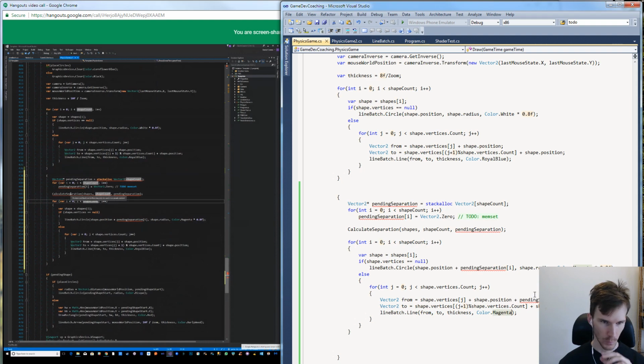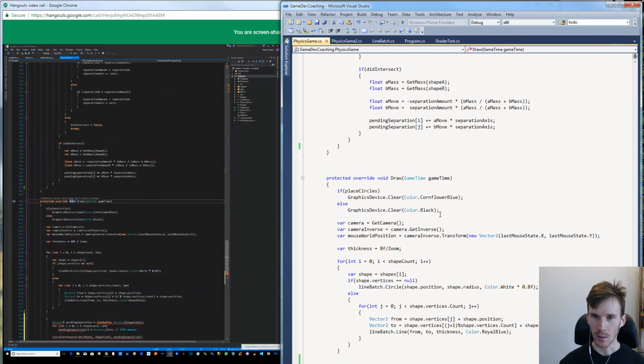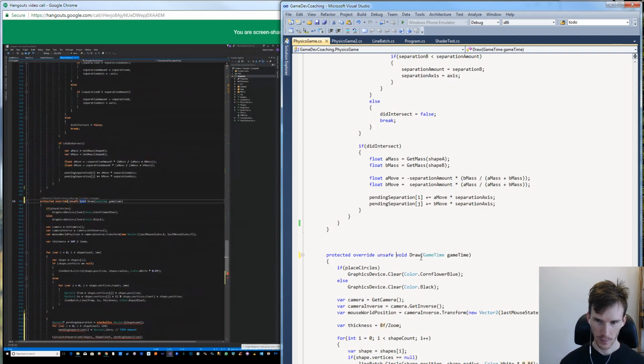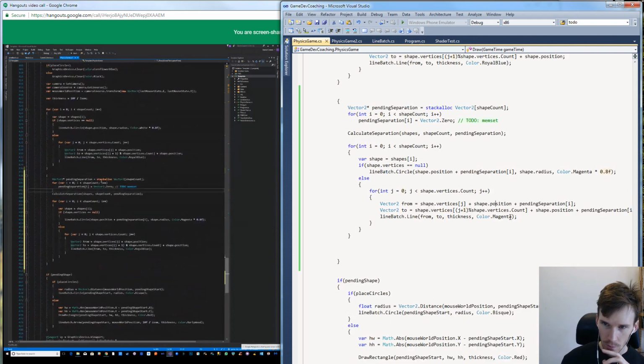What is this complaining about? Oh, just the unsafe bit again. Yes, I think it's just unsafe. Yep. Too easy.